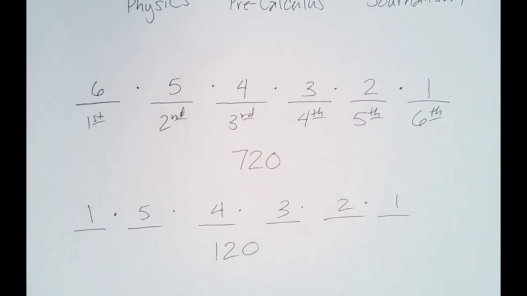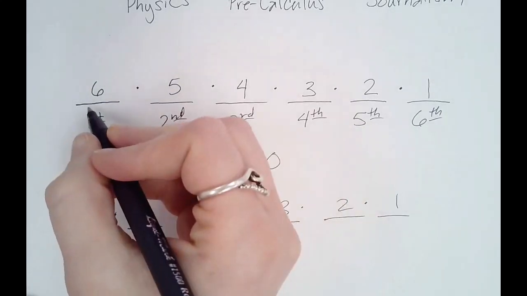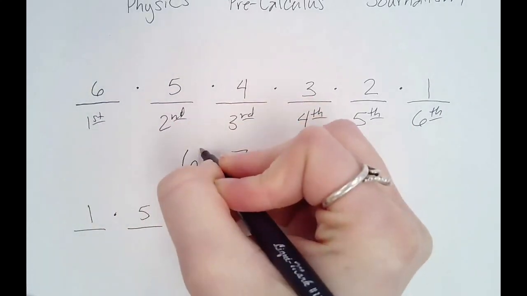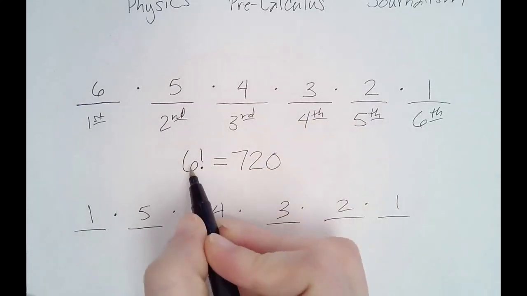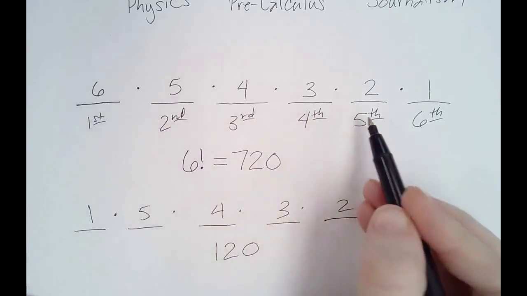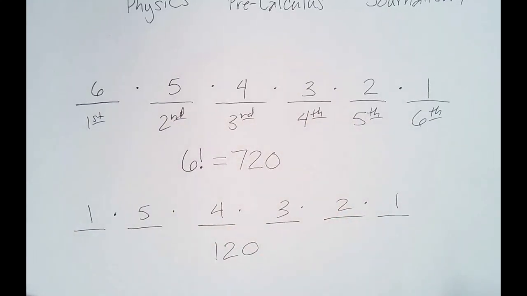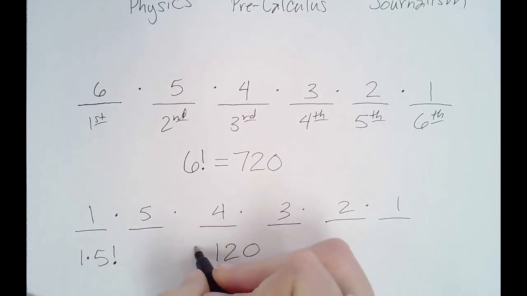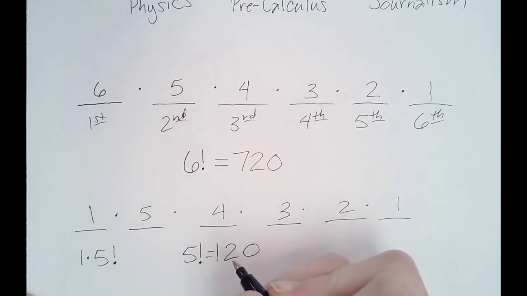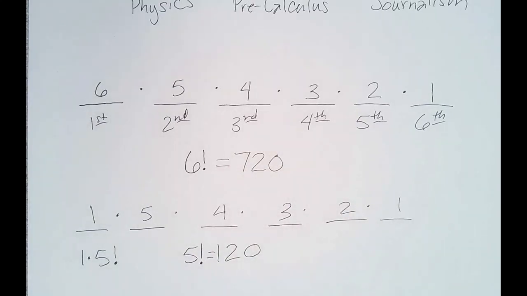And so this has a special name called factorial. Another way of doing this is to just do 6 factorial, and we write factorial with an exclamation mark symbol. So 6 factorial means 6 times 5 times 4 times 3 times 2 times 1, which equals 720. So this one would be 1 times 5 factorial, and again, 1 times anything is just that thing, so just 5 factorial, which is 120.